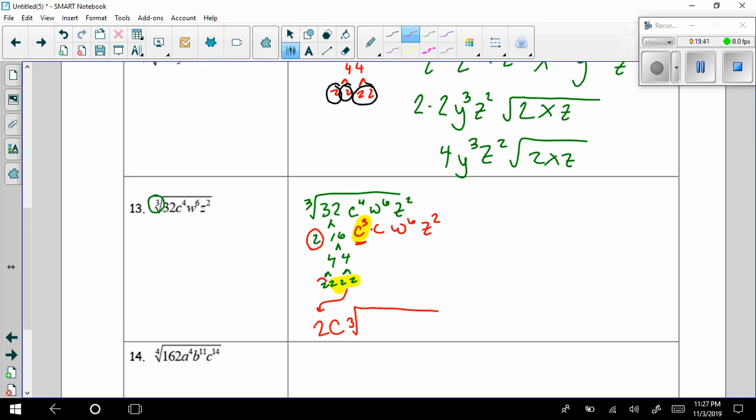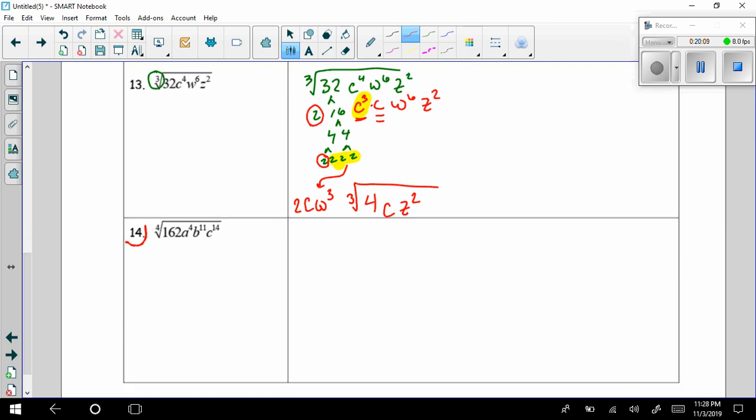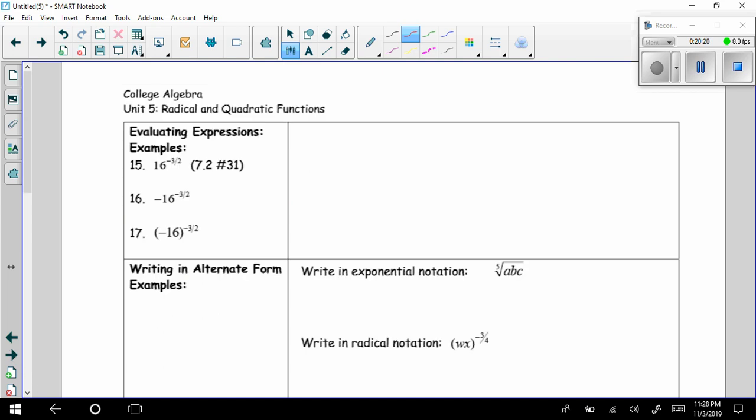I have a 2 times 2 left over, so that's 4. I have a c left over. Oops, I didn't take out my w. So let's slide that over. W cubed should have come over. And then I have a z squared that didn't come out either. So I know it's a little bit more of a challenging problem, but I want you to try this one on your own, as my video is getting a little long and I think you can get the gist of it.